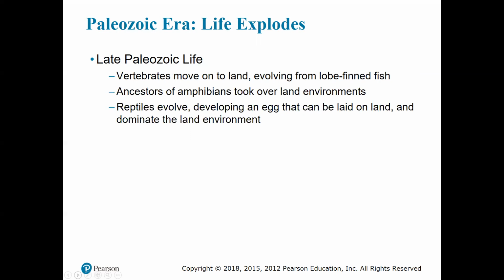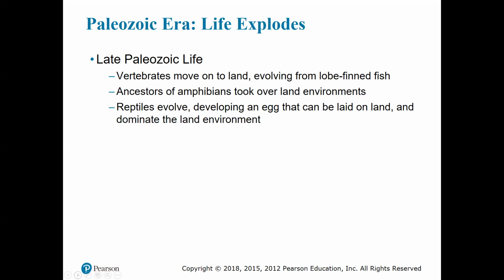We had these lobe-finned fish that started to live on land, which gave way to amphibians. And amphibian means both ways of life. Amphibians are tied to the water. They have to have water to lay their eggs. And so then we get reptiles. Reptiles can live strictly on land. They're not tied to water.